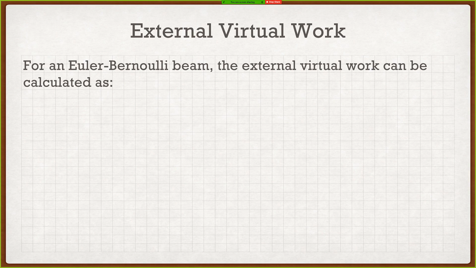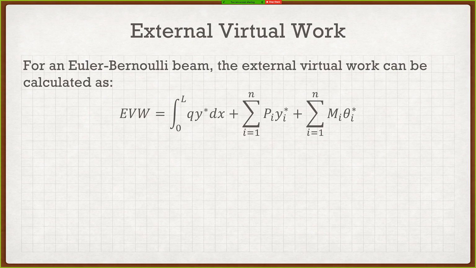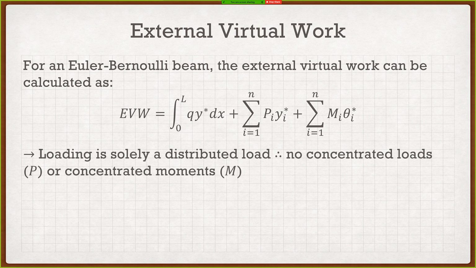How about the external virtual work? For an Euler-Bernoulli beam, we have a nice equation for the external virtual work, which is basically taking the integral over the length of the beam of the distributed load multiplied by the virtual displacement, plus the summation of any concentrated forces or moments multiplied by their corresponding virtual displacements or virtual rotations. Even though this looks pretty crazy, our scenario is actually pretty nice because the only external loading that we have on this system is a distributed load.